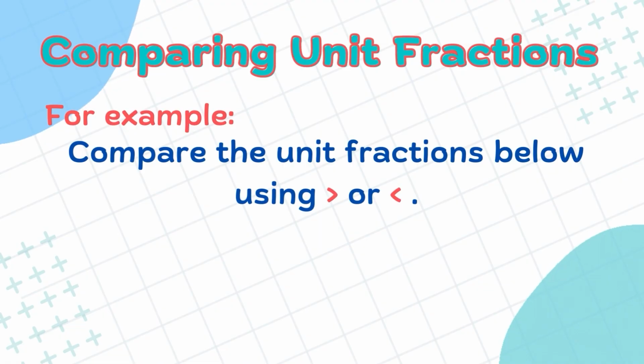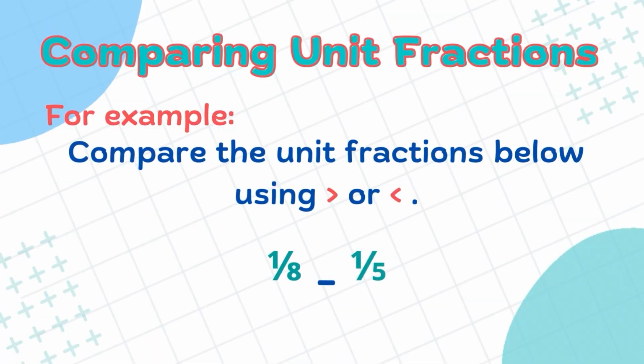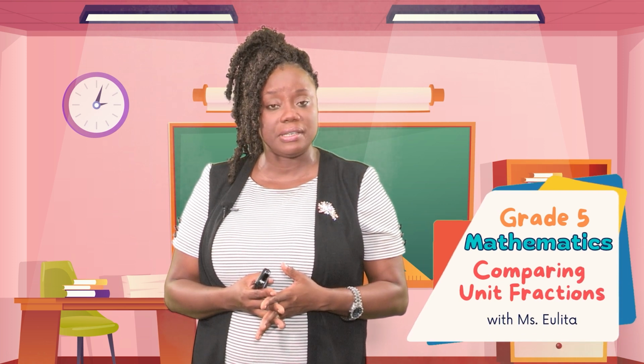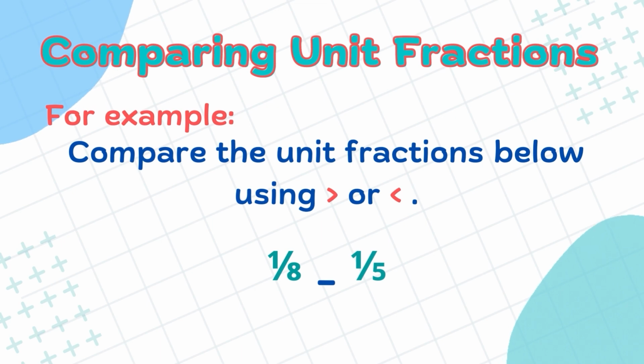Let's look at another example. 1/8 versus 1/5. Let's look at our denominators again. 8 and 5. Which one is the smaller denominator? 5 is the smaller denominator. So our number sentence would read 1/8 is less than 1/5.